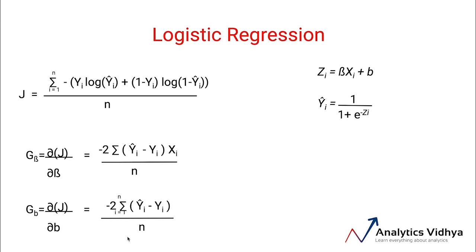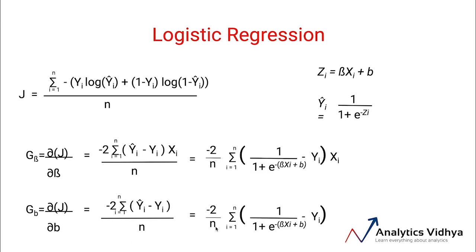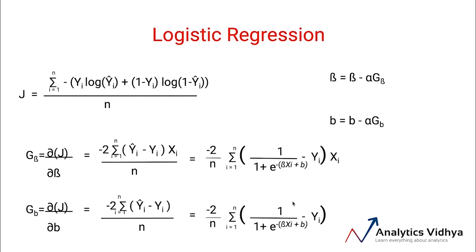And we can use these to update our parameters. Once differentiated, this is the formula which they come to. We can use this to update beta and b to get the final convergence. So that is how we'll run logistic regression. In the next video, we'll look at the implementation of logistic regression.